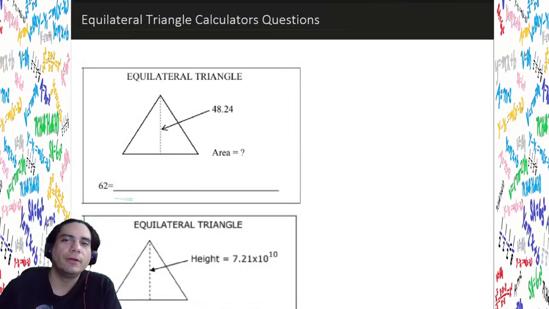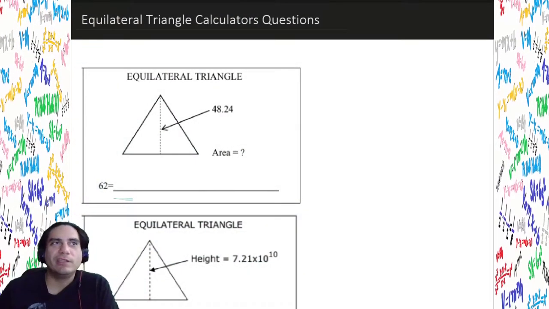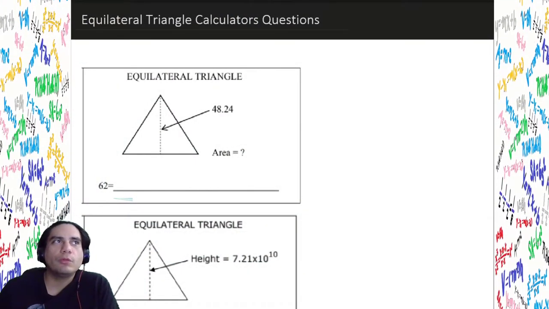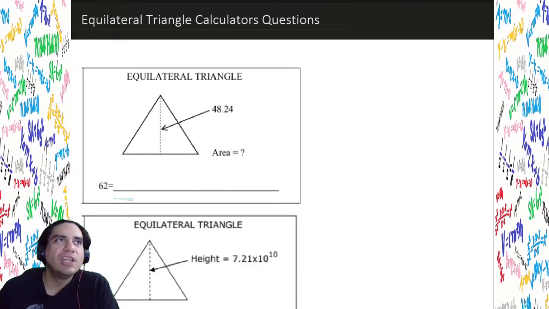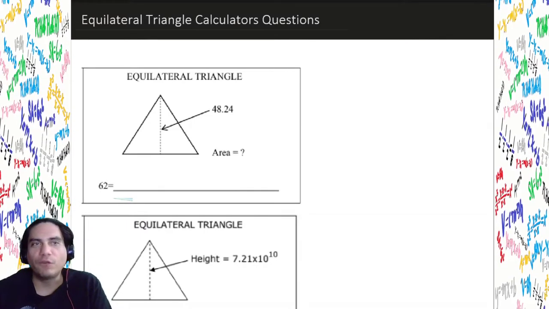We're going to be working with a little bit of my favorites right here. Equilateral triangles. We're going to be working a lot with equilateral triangles. We're going to be working on two major formulas. These two major formulas you use a lot. Now, we're going to start with the first one right here.